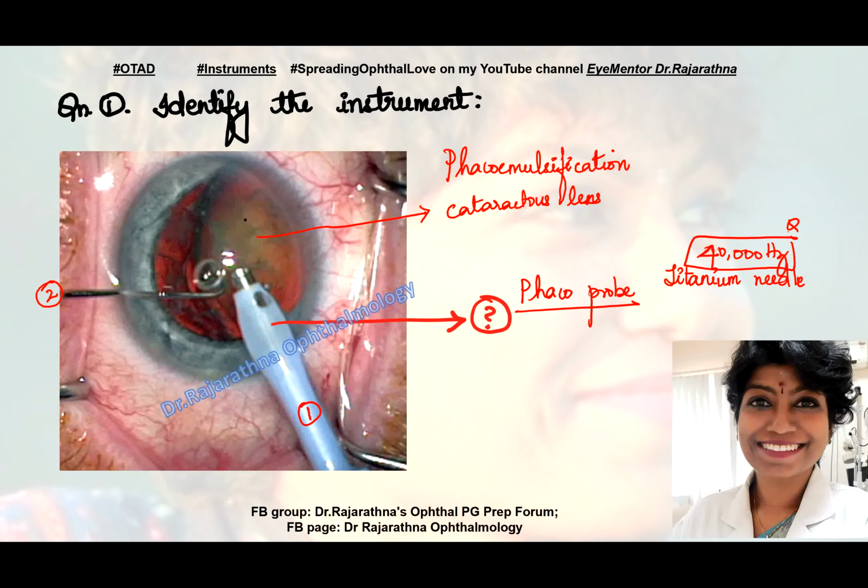Now what is the second instrument? The second instrument is a chopper, which helps to chop the nucleus into little fragments so that it can be emulsified and aspirated by our phacoprobe. Now what is this blue thing around the phacoprobe? This is a silicone sleeve, which helps to protect the endothelium from the heat generated by the phacoprobe. So it helps to dissipate the heat.